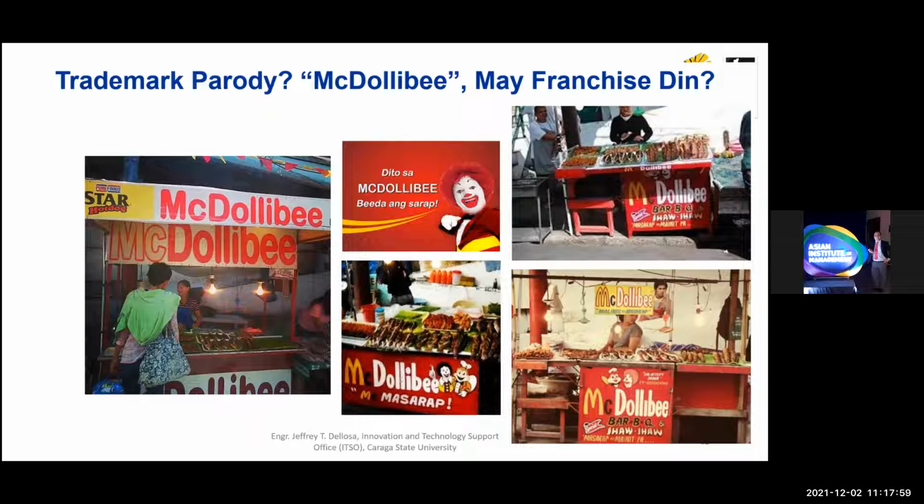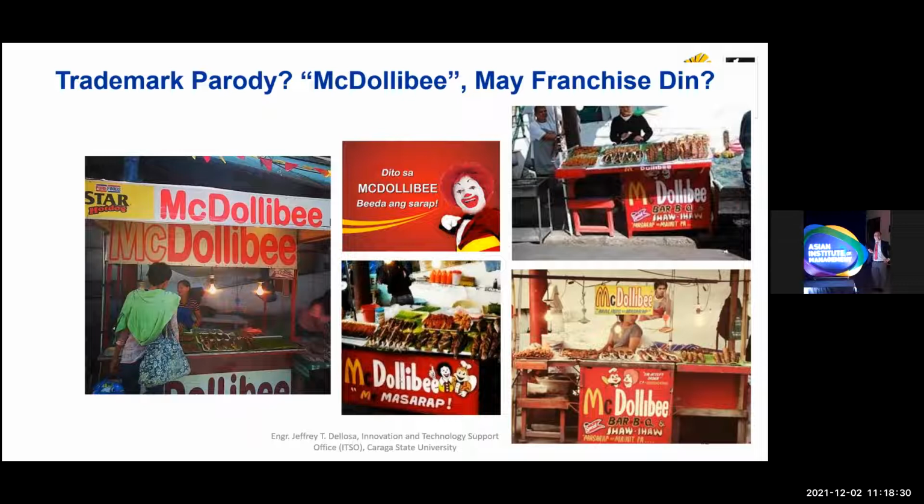So I noted here, is this already a franchise? Because in Manila you'll see these different Magnolia Bee. McDo and Jollibee combined, so they have this Magnolia Bee. Of course, this is not a registered trademark, and I still consider this a kind of parody, to get the attention of people who are trying to find food, for example.